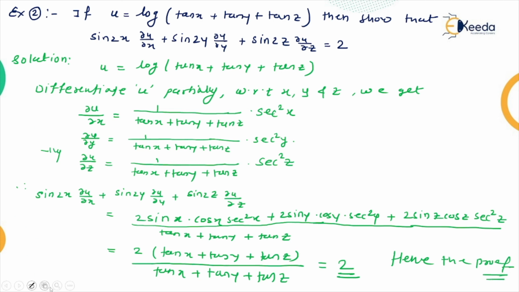Now we take example number 3. If u equals e to the power x raised to y, find ∂²u upon ∂y ∂x. So you observe here we have to differentiate u with respect to x first and then y. So let me start the solution.